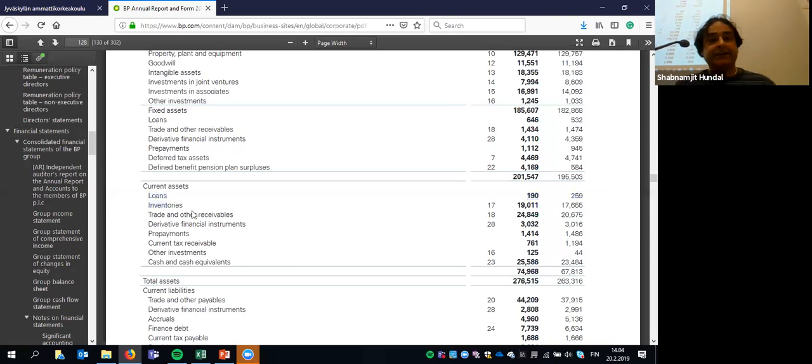So the current assets are loans, basically inventories, trade receivables, derivatives. Don't care about this. We have a special assignment too based on derivatives. We'll come to this later.